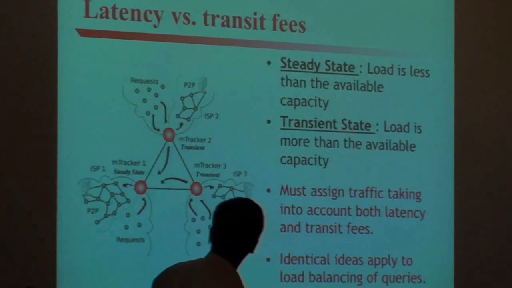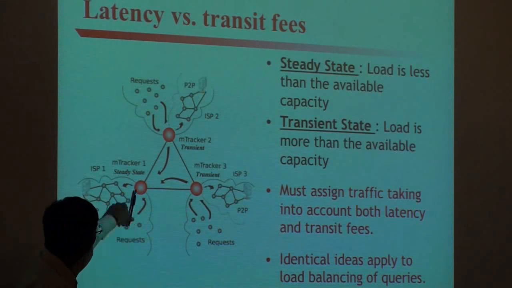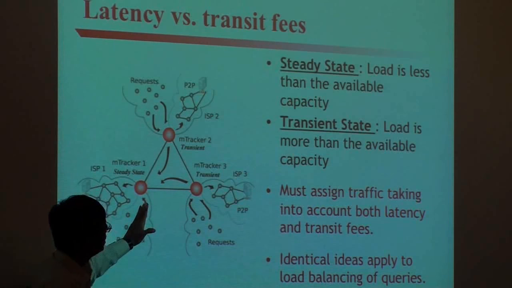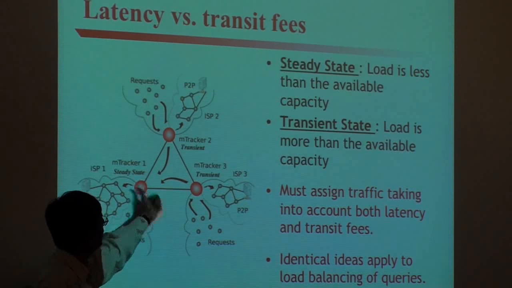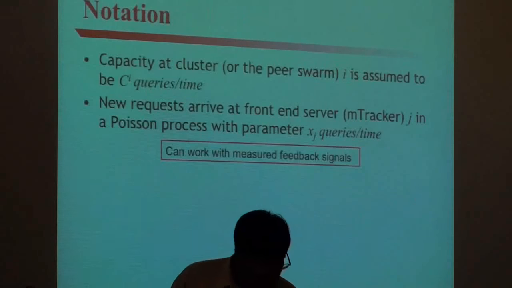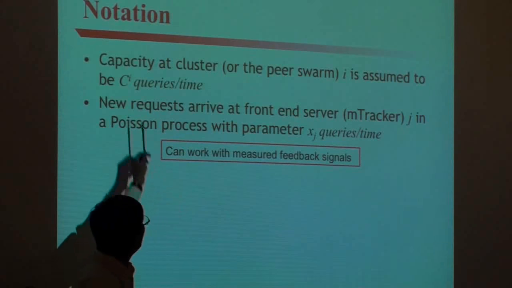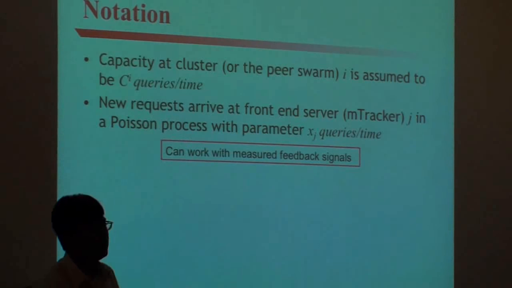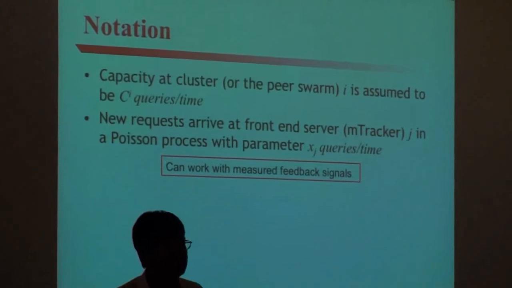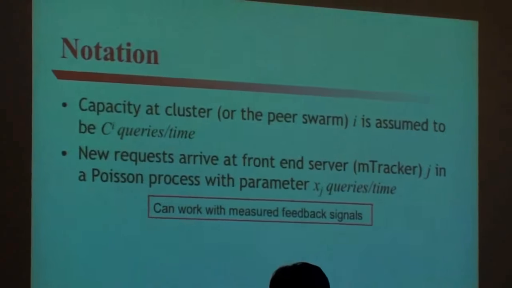So to go back to my picture, I might have requests coming in here at x sub 1 requests per unit time. So the question is, what do I do with this x sub 1 request per unit time? Do I send them local? Do I split them up? What do I do with them? The important thing is I actually don't need to know either of these for my algorithm to work properly. I can work with measured feedback latency signals, as I'll illustrate when I get to the algorithms.